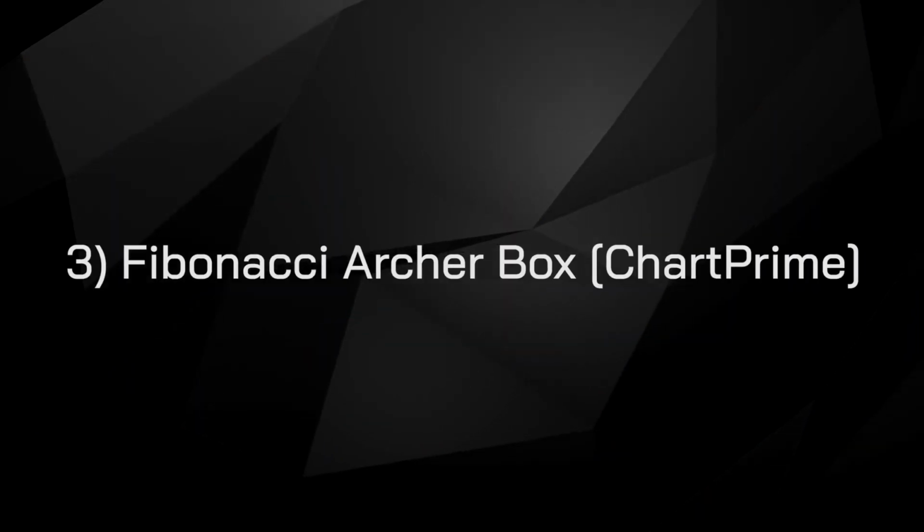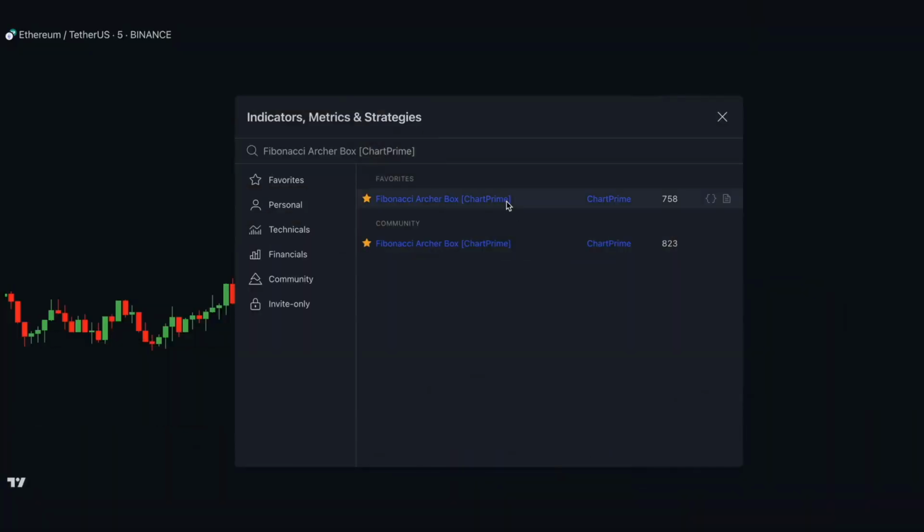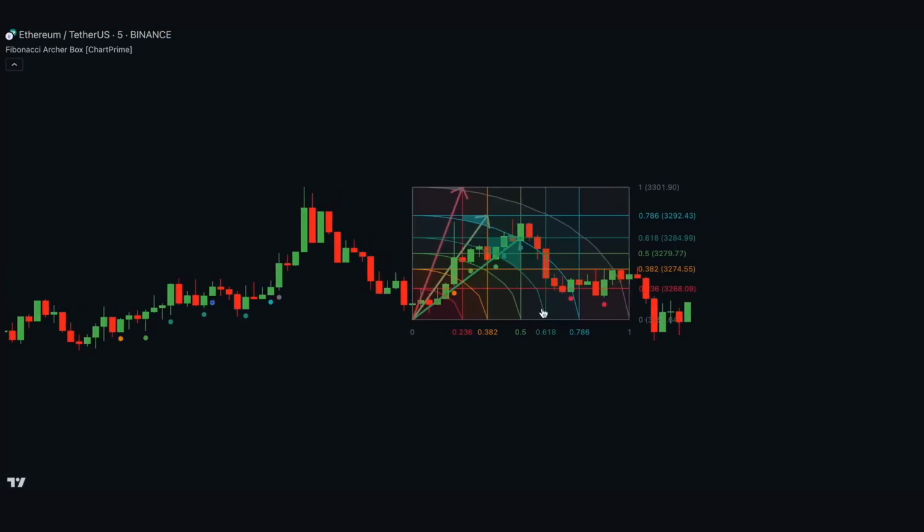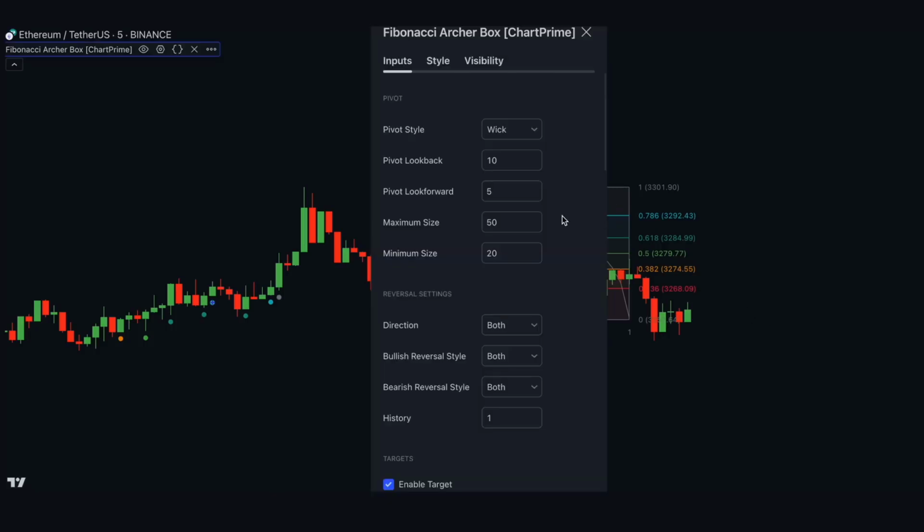In third place, we have a very fascinating indicator called the Fibonacci Archer Box by Chart Prime. Fibonacci Archer Box is a full-featured Fibonacci box indicator that automatically plots based on pivot points. This indicator shows retracement levels, timelines, fan lines, and angles. Each one of these features is fully customizable, with the ability to disable individual features.